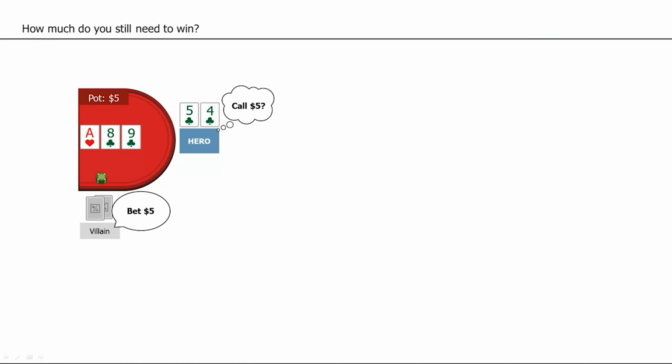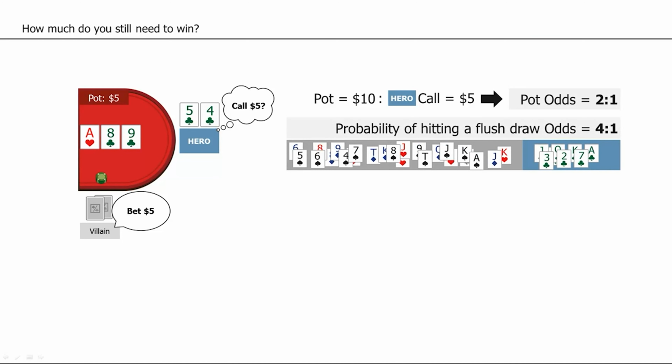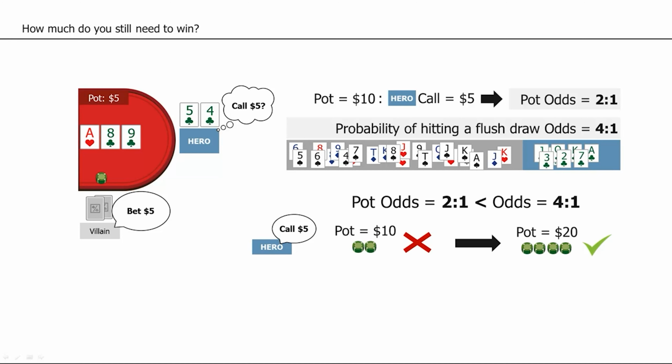Have a look at the following example. You have a flush draw on the flop, and your opponent bets $5 into a pot of $5. The pot size is therefore $10. This means you are getting pot odds of 2 to 1. To call profitably with a flush draw, you however need pot odds of 4 to 1. You would therefore have to fold in this situation. A call would be profitable if the pot size wasn't $10 but $20.